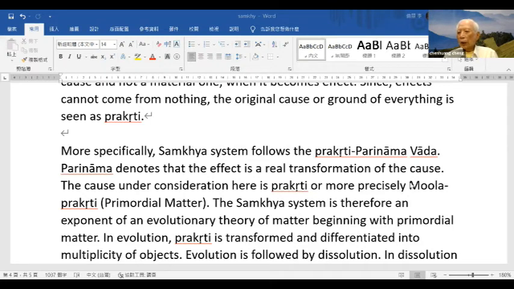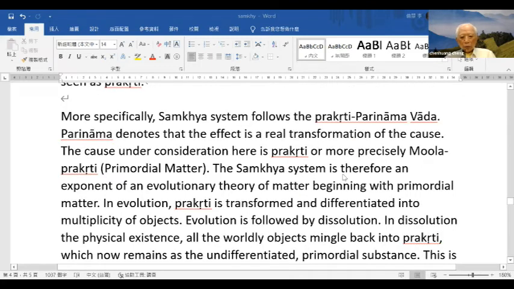Mula, sometimes spelled M-U-L-A, with the long U, means fundamental or primordial. As I said before, in Tibetan Buddhism there is a Buddha called the primordial Buddha. And here in Prakriti theory, there's a Mula Prakriti, primordial matter. The Samkhya system is therefore an exponent of an evolutionary theory of matter beginning with primordial matter. In evolution, Prakriti is transformed and differentiated into a multiplicity of objects. In total, there are 23 tattvas.